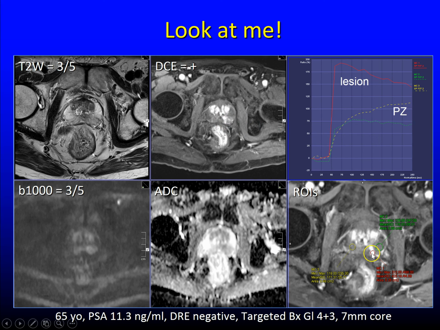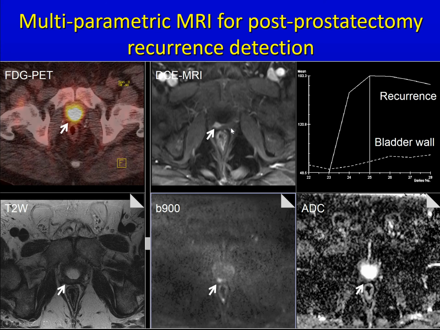The ROI is this ROI over here. This is the normal peripheral zone on this side, and this is the area of diffuse change which you see here. This heterogeneity is very classic for a possible carcinoma underlying this area, and there was a 4+3 cancer diagnosed on a targeted biopsy.